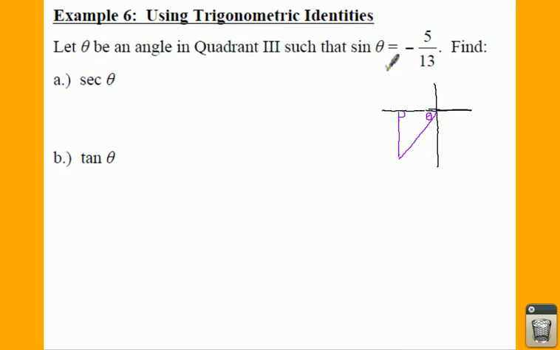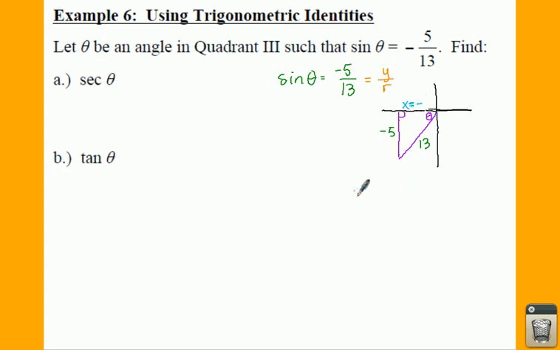And then it does tell us, though, that sine of theta is equal to a negative 5 over 13. So keep in mind with what sine is equal to, this is a y value over our r, our radius. So that means we're going to put a 13 here for our r. This is going to be a negative 5 right here for our y. So we're going to have to find our third side. And in order to find out what our third side is, we need to put an x here. This is going to be negative. We know it's going to be negative because we're going to be in quadrant 3.